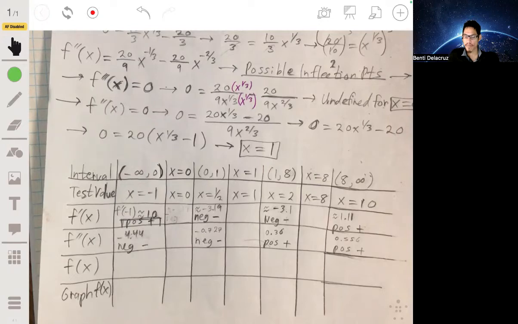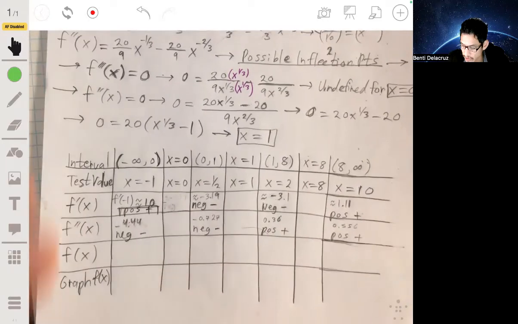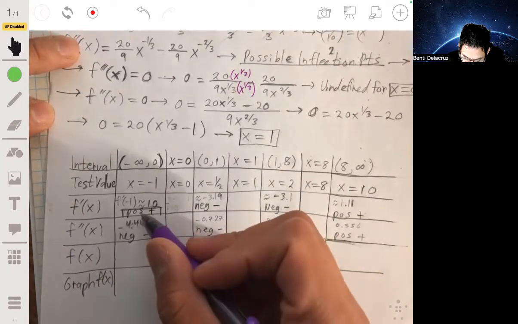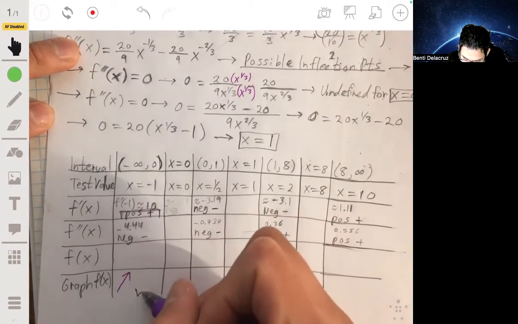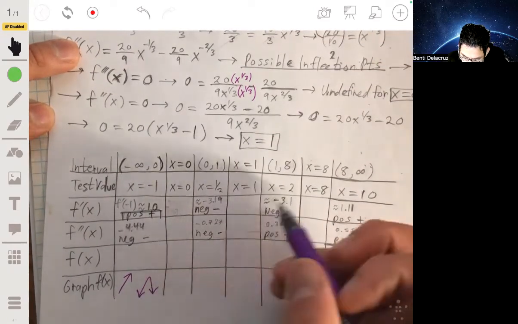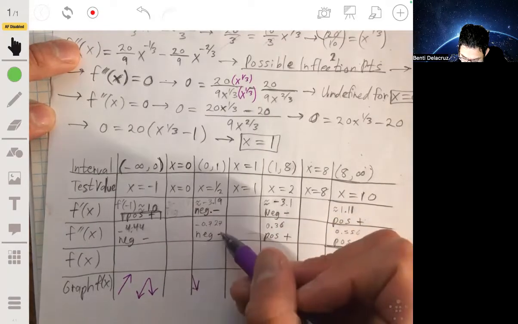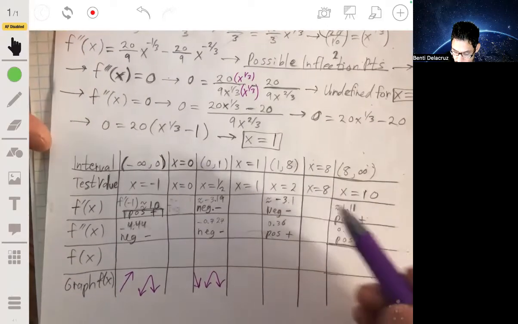And then let's look at what's going on with the actual function. So let's draw a sketch, or let's draw what the graph is doing here. So the first derivative is positive, and the second derivative is negative. So if the first derivative is positive, the graph is going up, but it's concave down. Here, this first derivative is negative, so it's going down. And the second derivative is still negative, so it's concave down still.